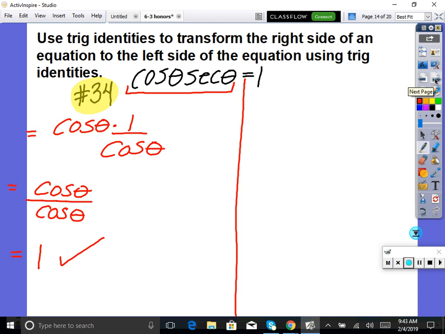You cannot. Here's one rule, everybody. I have people always think you can move from one side to the other. So they say, I'm going to divide both sides by secant theta. No, no, no. We're literally just using this to prove this side is equivalent to this side. You can't move from one side to the other.